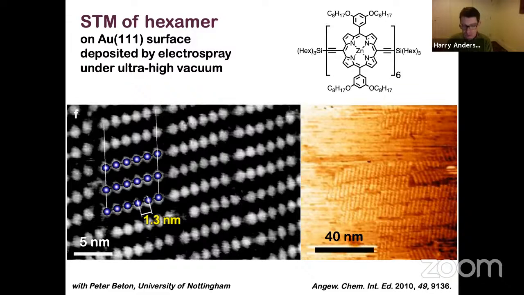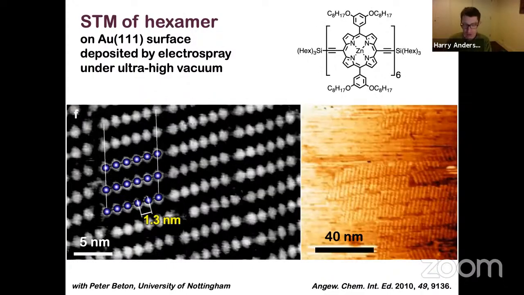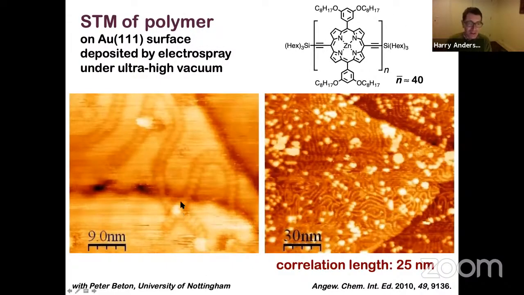And if you go to longer oligomers, they tend to become more flexible. So these are images of a polymer with about 40 zinc porphyrin units, again deposited by electrospray onto a gold surface. So now you can see these spaghetti-like chains, and you can just about resolve the blobs for the individual porphyrins as they stretch across the gold surface.